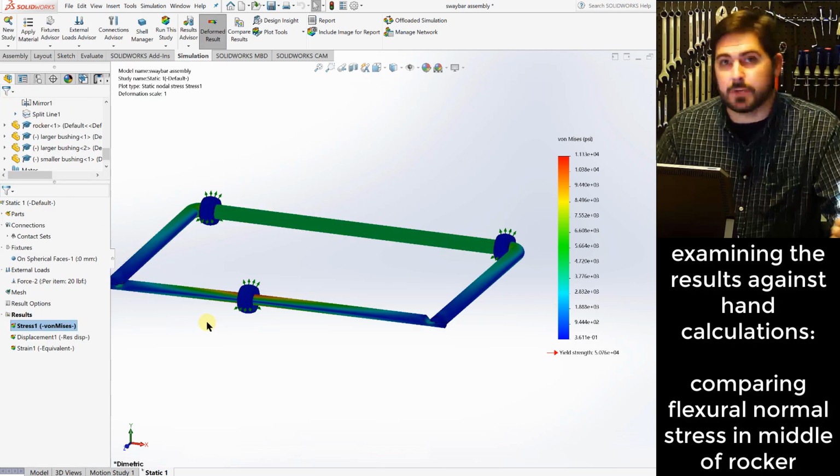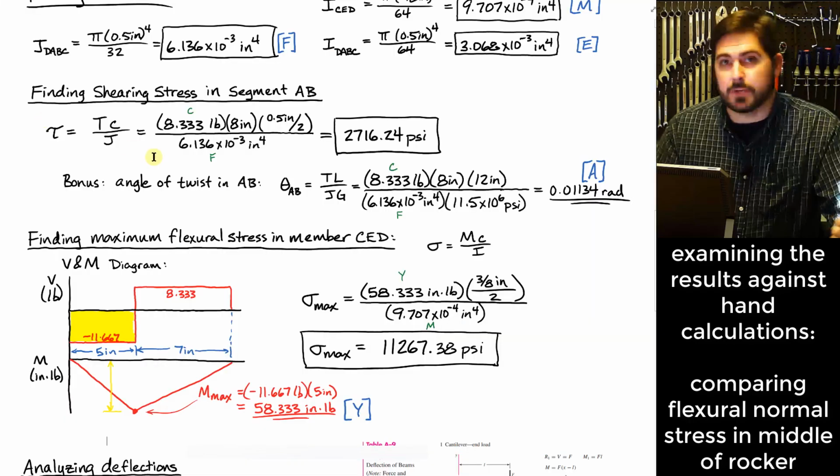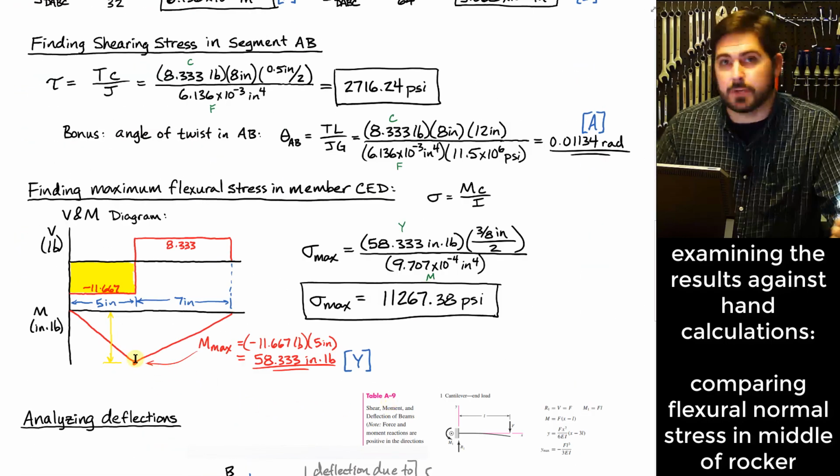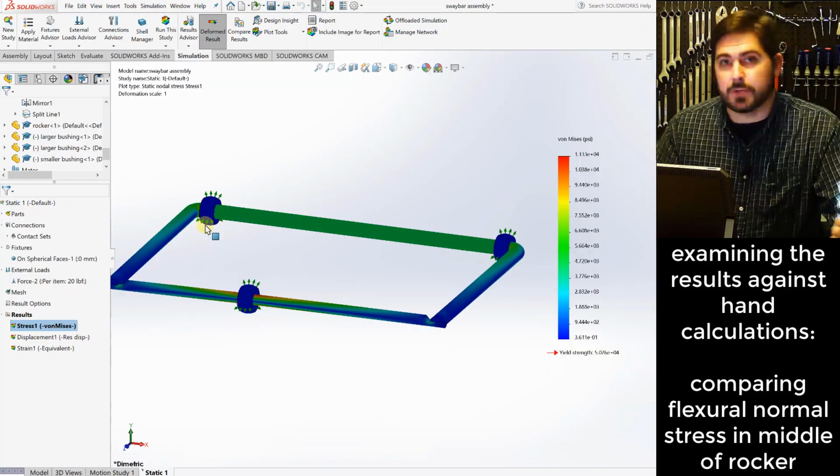Okay. What else were we supposed to find in our hand calculation? Because right now we just verified that SolidWorks has a pretty similar answer for my shearing stress in segment AB. Okay. What about normal stress? We took a peek at that just now with our stress tensor, but what about this normal stress in member CED? That was this member right here, and we said your maximum stress probably occurs right in the middle of that rod. Looks like we're confirming that here with SolidWorks, and it says it should be about 11 KSI, 11.27 KSI or so. Let's see what this says.